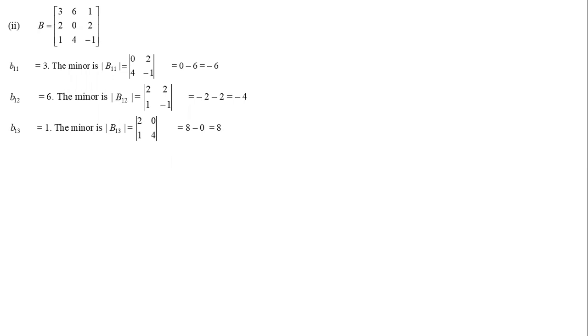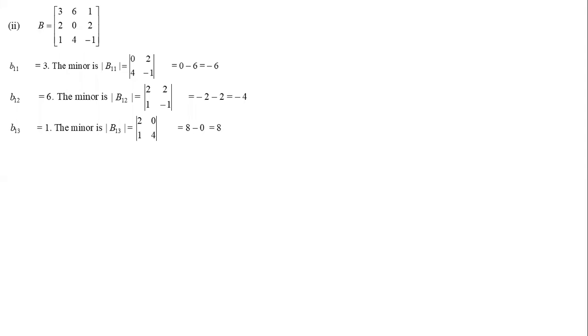Are you not getting it now? Yes, sir. Okay. The elements that remain are 0, 2, 4, minus 1. And that will be a 2 by 2 matrix. Then you find the determinant of that matrix. And the determinant of that matrix will now be the minor of the element. Do you now understand it? Yes, sir. Thank you, sir.